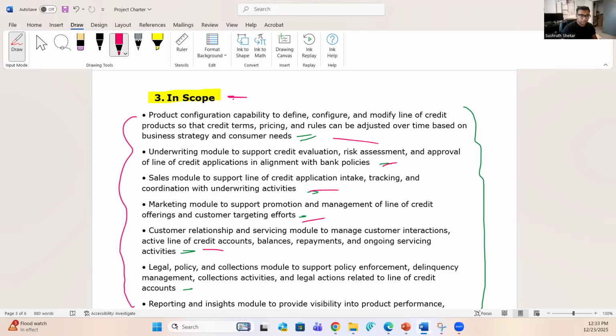Let's say they want to build a page related to credit card tracking. That has got nothing to do with line of credit. That's not included in all these in scope items, right? So you should again cite the in scope items and say this is out of scope because it's not included in the in scope items in the project charter. That's one way of making a determination whether a requirement is in scope or out of scope. Hope that's clear. So that is the in scope segment.